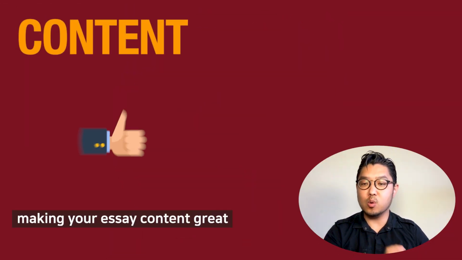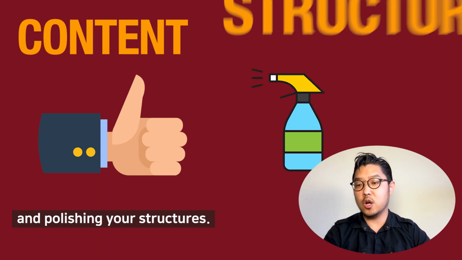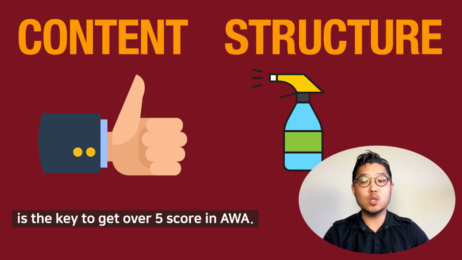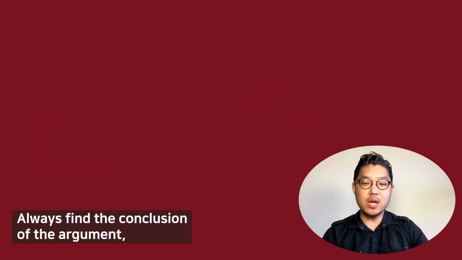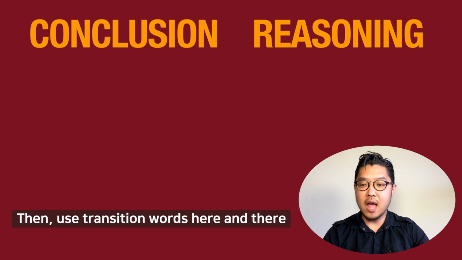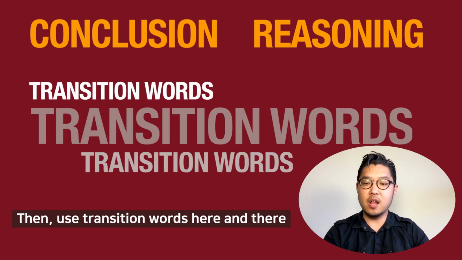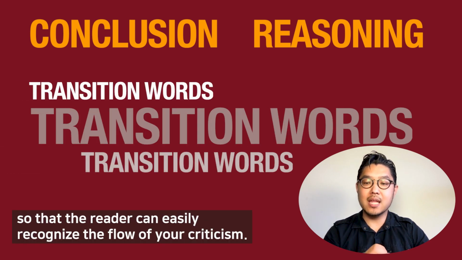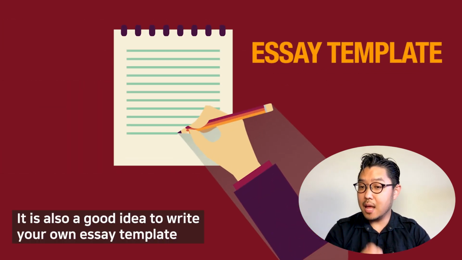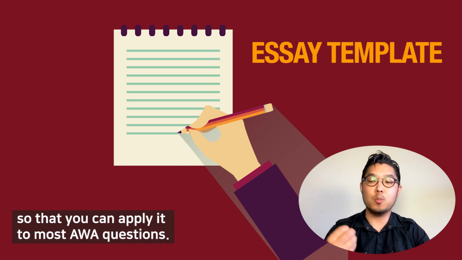So please pay attention to making your essay content great and polishing your structures. Good content and structure is the key to get over 5 score in AWA. Always find the conclusion of the argument and the reasoning behind it. Then use transition words here and there so that the reader can easily recognize the flow of your criticism. It is also a good idea to write your own essay template so that you can apply it to most AWA questions.